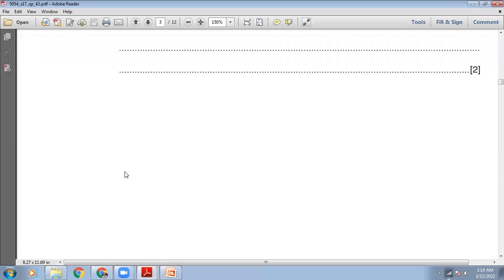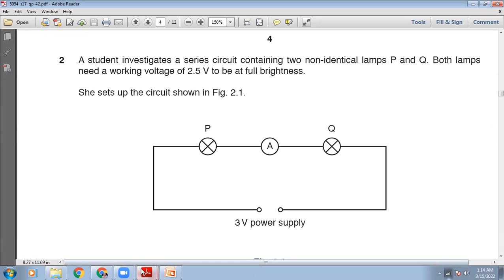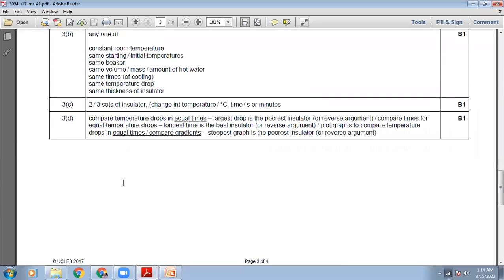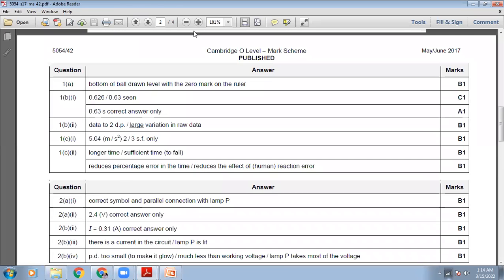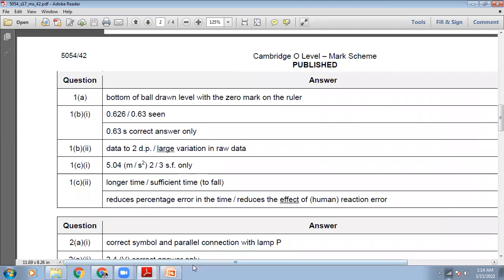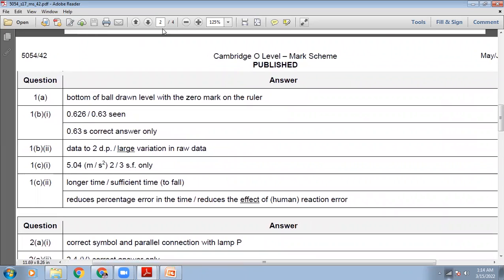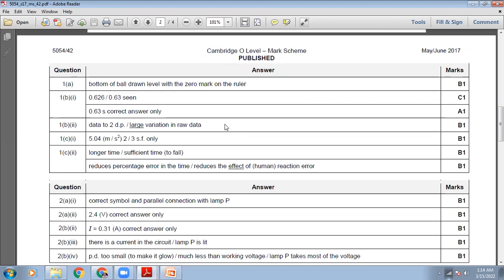Let me check if this question is completed. Okay, so the question is completed. So let's have a look at the marking scheme. So my dear students, the marking scheme is showing up on your screen. Okay, so we have to use the size. Longer time, sufficient time to fall, reduce percentage error in the time, reduce the effect of human reaction error. Okay, so our answers are right. I have already checked my answers with the marking scheme. You can pause the video and take your time to read this marking scheme.